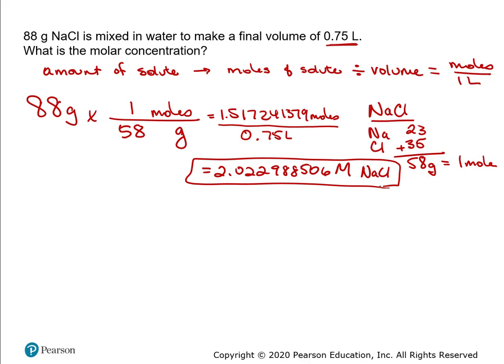I can't keep all of these, so go back to the number. When I look at the number, 88 is how many? 2. 0.75 is 2. So I can keep the 2 and the 0. So I would end up rounding this to 2.0 capital M NaCl. That capital M means moles per liter.